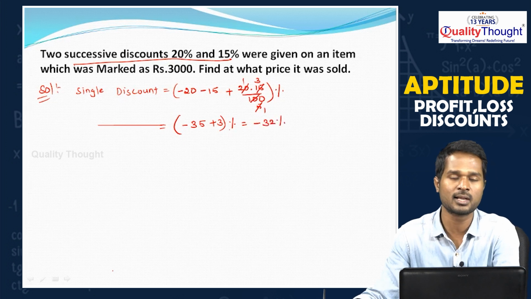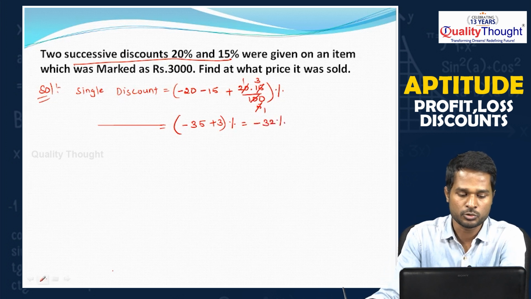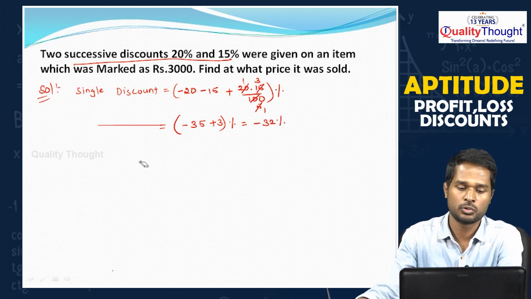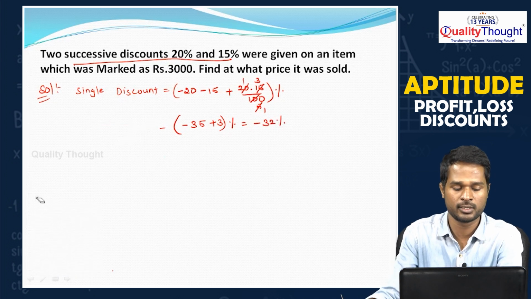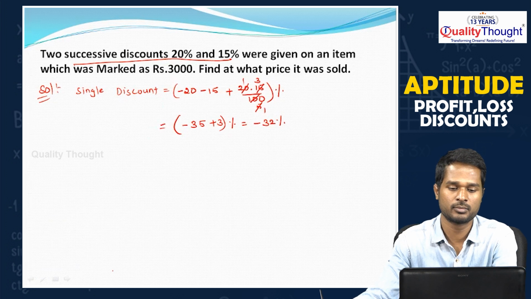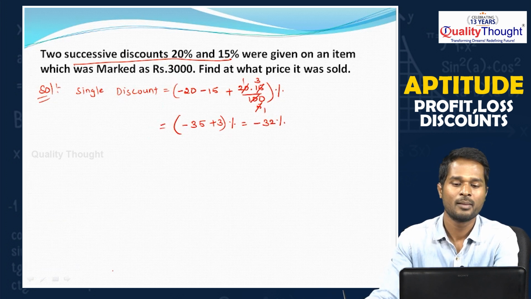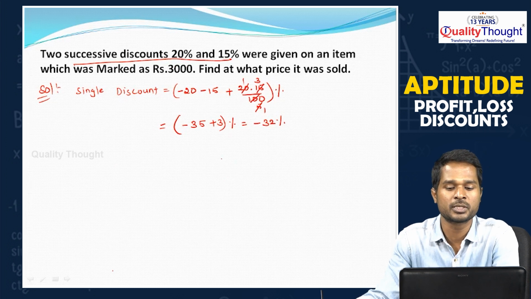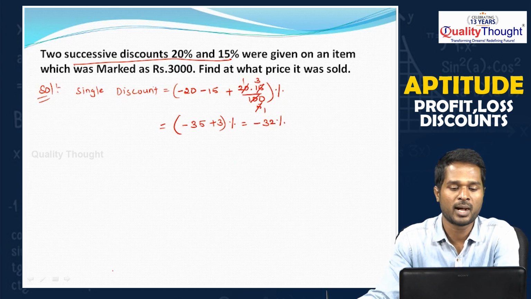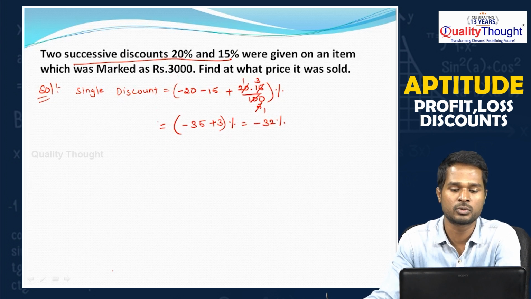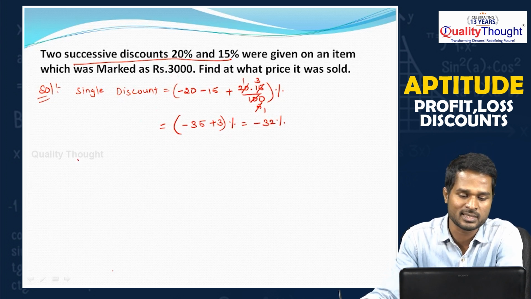That means, if you clearly observe, it looks like a 20 plus 15, 35% discount, but actually it is giving only a 32% discount. Now, the market price is 3000, and on this market price they have given a discount of 32%. So what is the selling price?